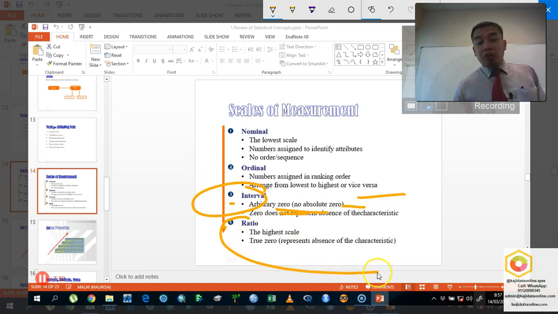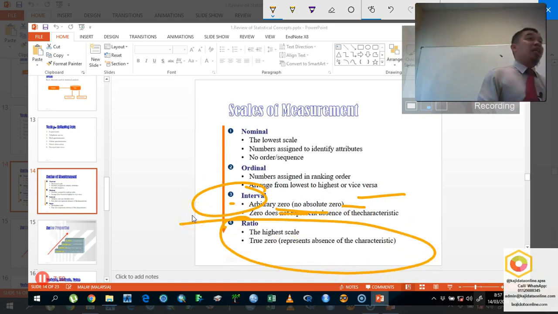So if your 0 does contain some meaning, for example, you know car, when the car stops, the acceleration is what? 0, right? So when 0, the car is stopped. So that means 0 got meaning. When 100, the car is moving fast, correct or not? Something like that. So that we call ratio data.